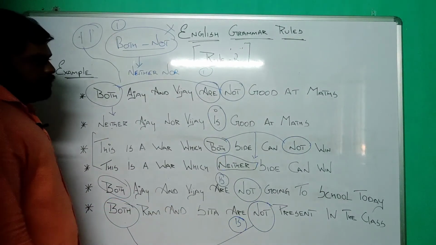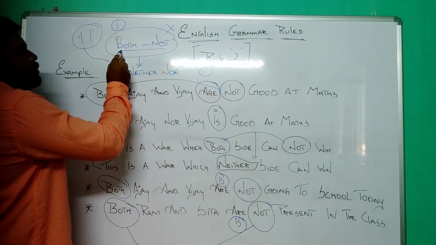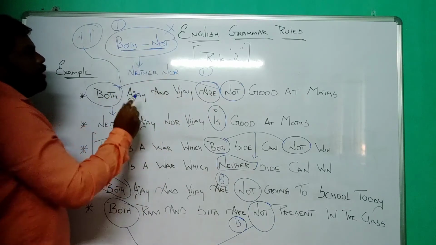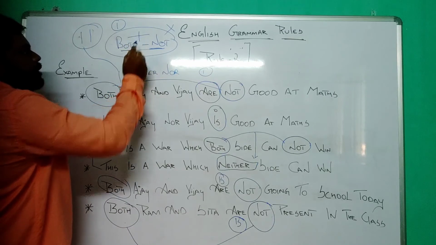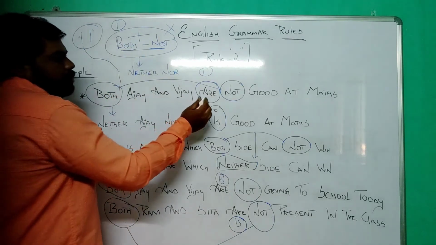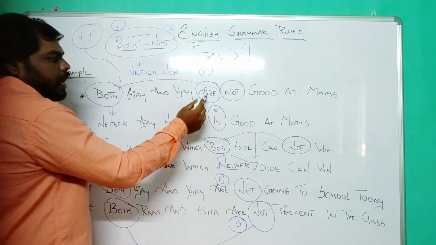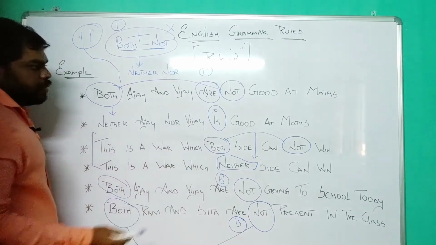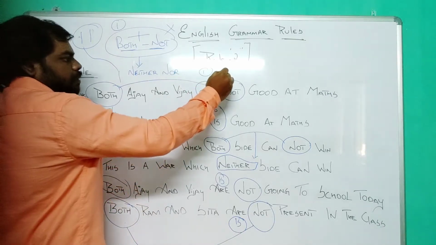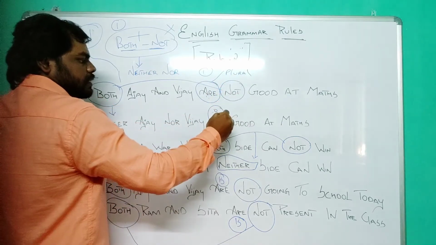What are the takeaways from this video? According to rule number 2, we should not use both and not. These two words should not be used together in a sentence. Second, the verb should be changed to a singular verb, right? Are should be changed to is, right? Are is a plural verb. Is is a singular verb.